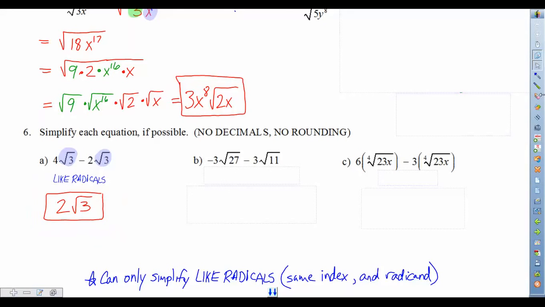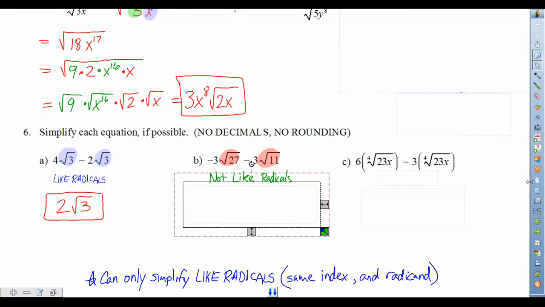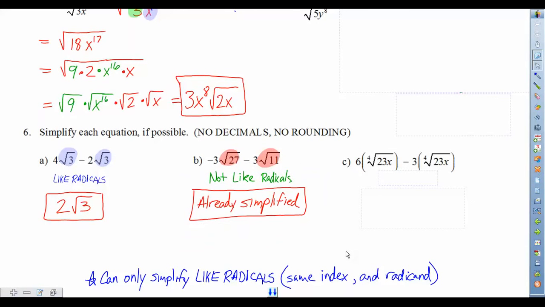Now what do you notice about the one in the middle? We have a square root of 27 and a square root of 11. Uh-oh. What we have here are not like radicals. So this one is already simplified. Can't do anything with it.